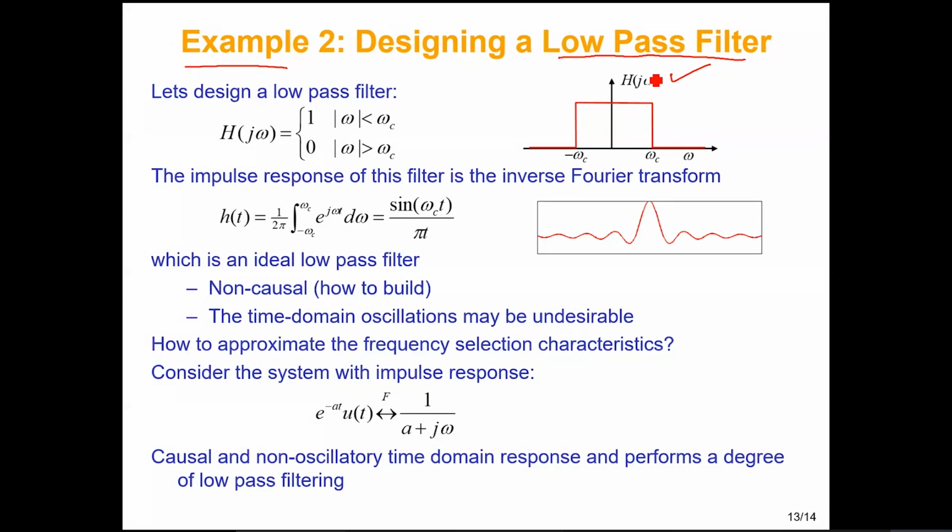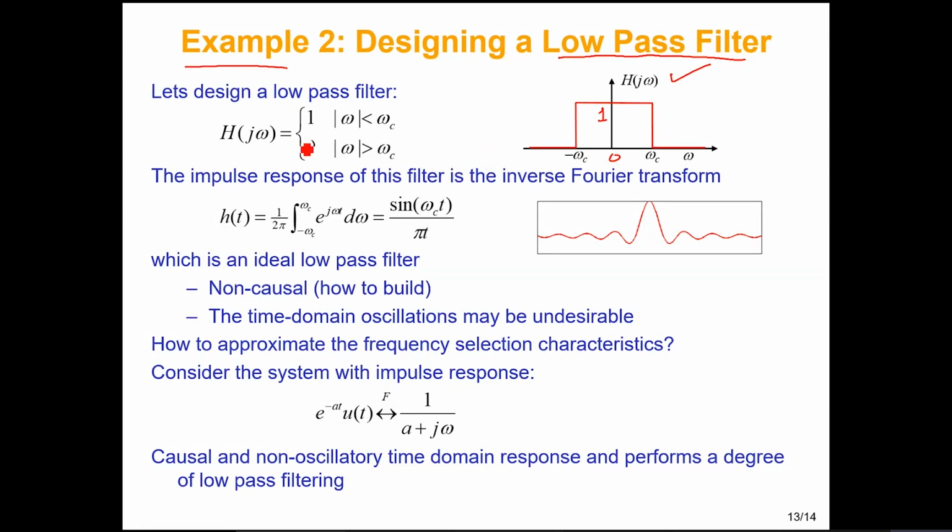We can find out the impulse response. Now typically once we say we have to design a filter, that means we have to come up with an equation for the impulse response of a filter. So in frequency domain, this is how a low pass filter should look. It should cancel out all the frequencies beyond omega c and allow all the frequencies from 0 to omega c to pass through as such without any modification.